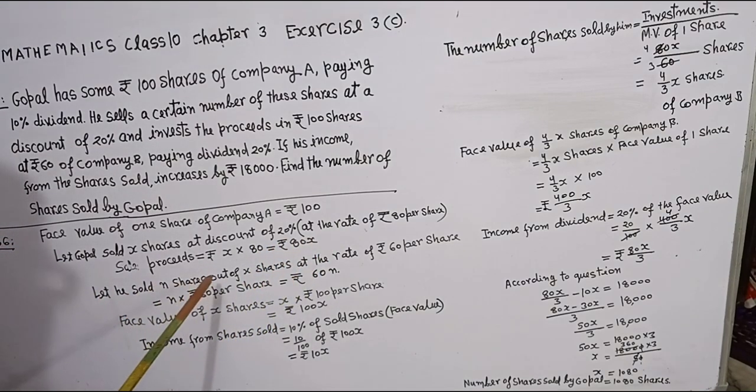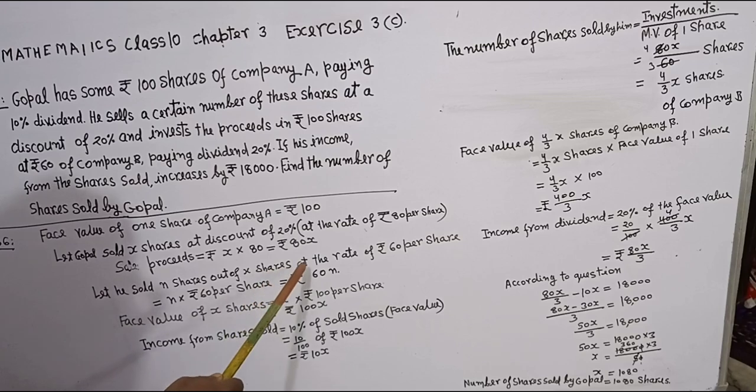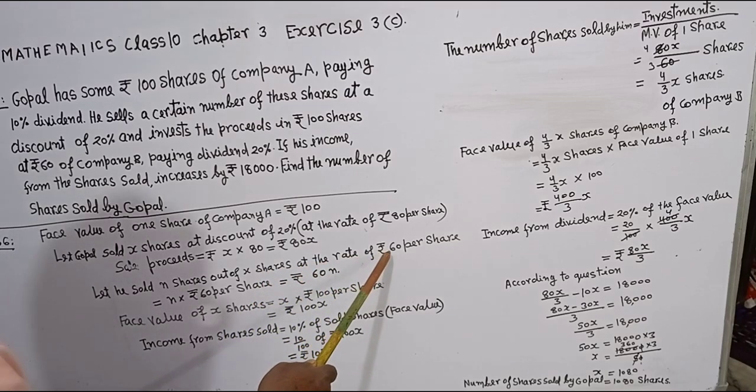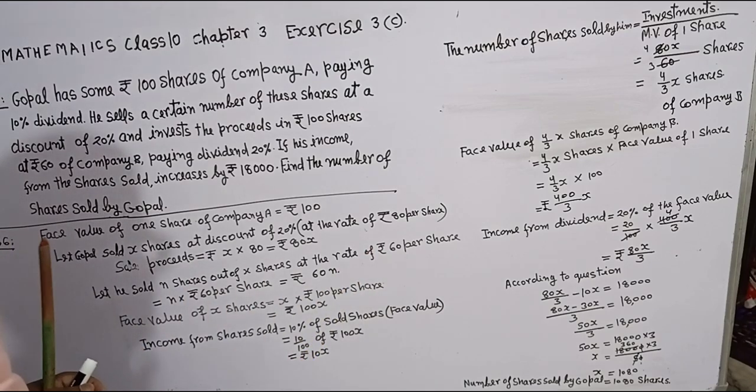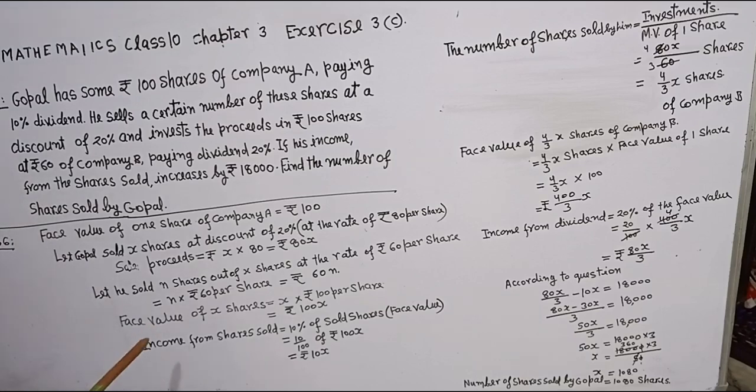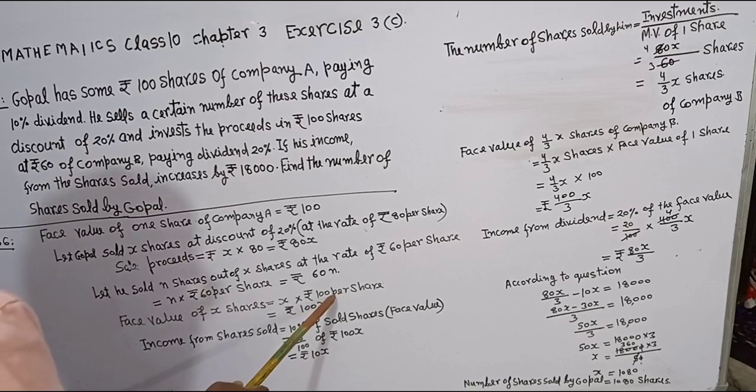Let he sold N shares out of X shares at the rate of ₹60 per share, equal to N into ₹60 per share, which is equal to 60N. Face value of X shares is equal to X into 100, ₹100 per share, which is equal to ₹100X.